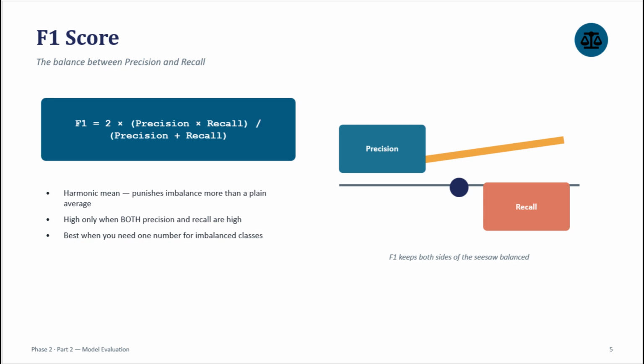Think of precision and recall as two people on a seesaw. If one side is much higher than the other, the seesaw isn't balanced. The F1 score rewards balance. It's especially useful when dealing with imbalanced datasets, where one class appears much more often than the other.